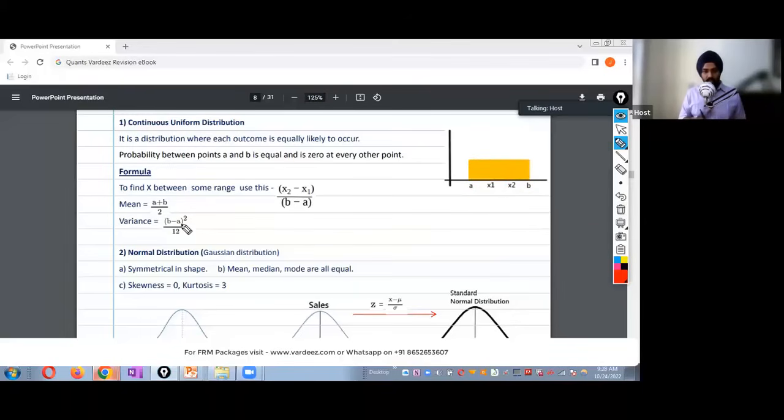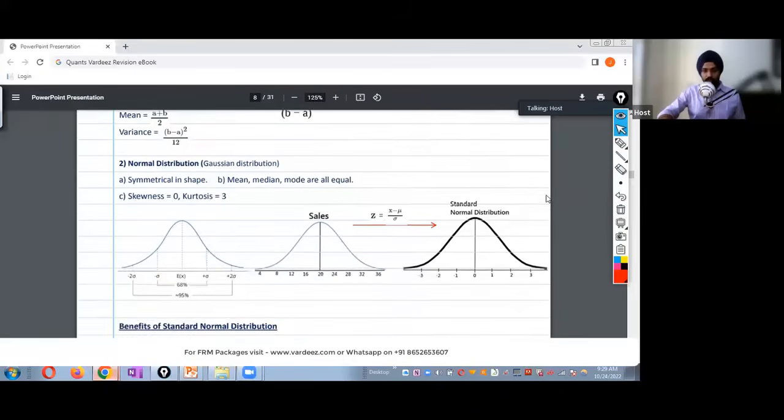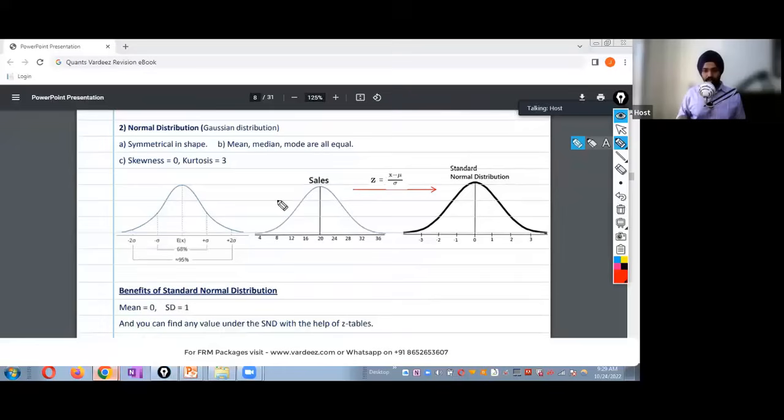What about the variance? Variance is b minus a, squared, divided by 12. This is something you need to know for the exam. All right, so that's the continuous uniform distribution. What about the normal distribution? It's very crucial, something you would see in finance and throughout the FRM curriculum a lot. We also call this the Gaussian distribution.